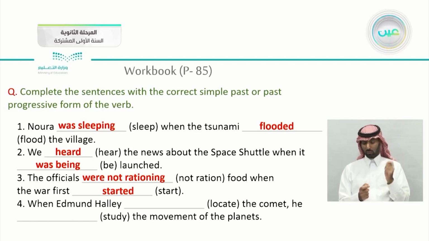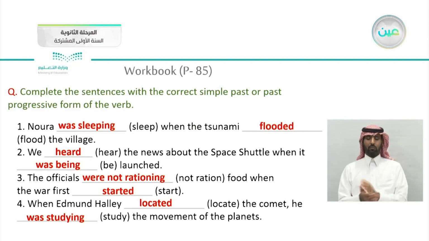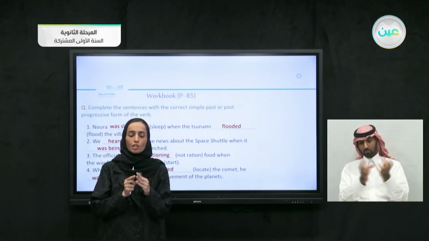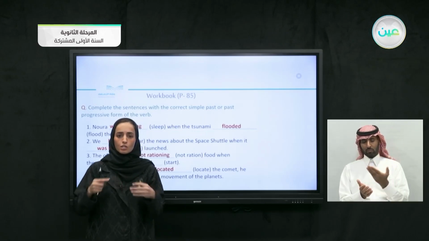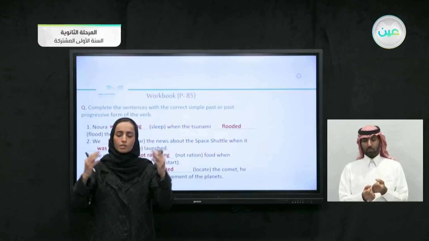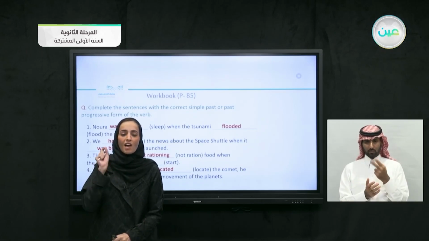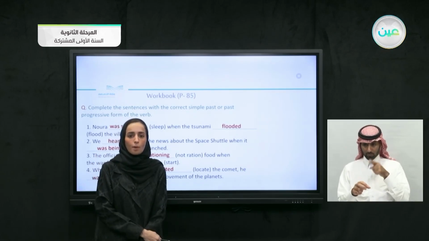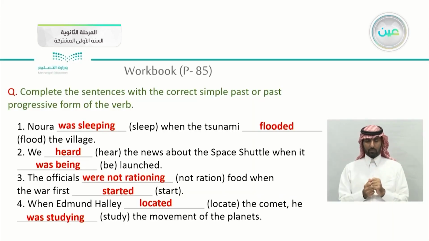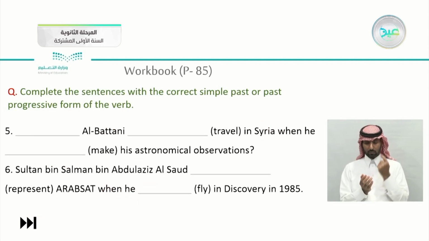When Edmund Halley located the comet, what was he doing? He was studying the movement of planets. The whole idea was about the idea of studying. Studying takes a very long time. Then suddenly in the middle, he found the comet. So when Edmund Halley located the comet, what was he doing? He was in the process of studying the movement of the planets.